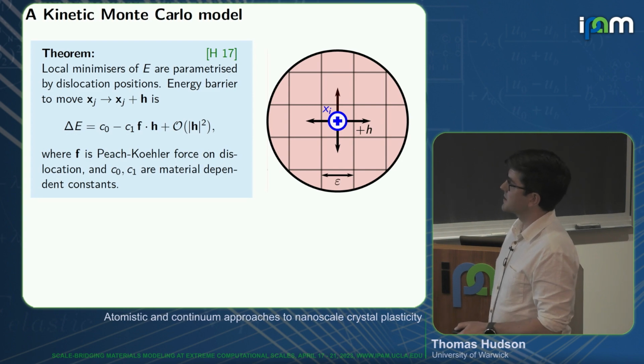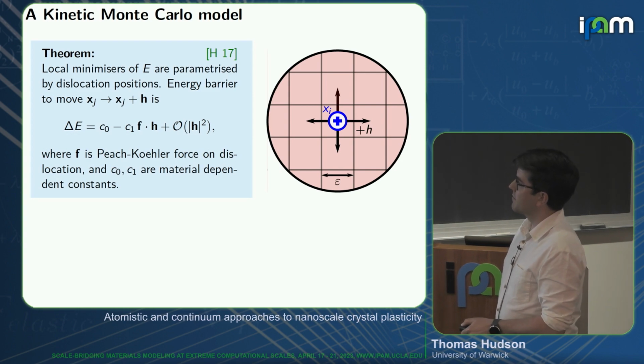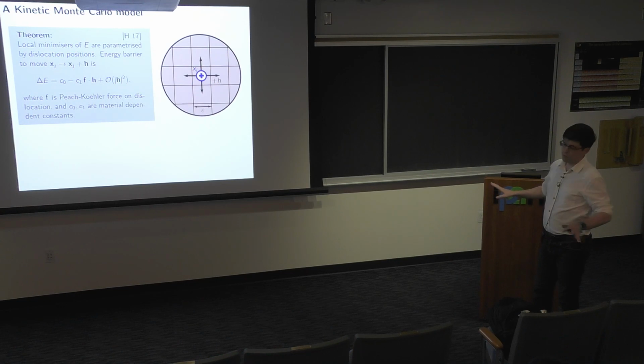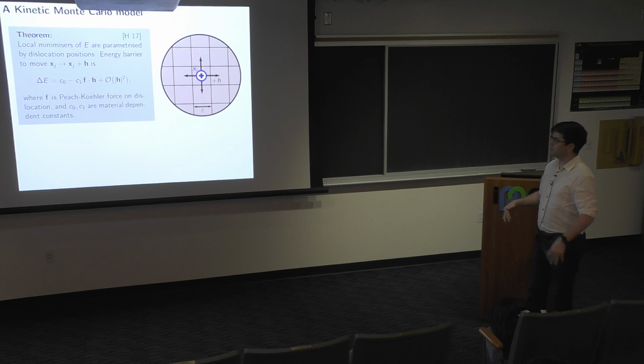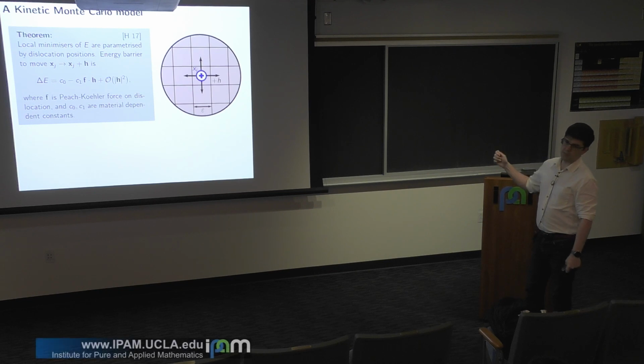So what you really see is that if there's no Peach-Koehler force, so if there's no stress acting, then there is basically just a barrier which does not depend on the stress because I'm in a local well, and it is kind of isotropic in the sense that whichever direction I move in this lattice, I pay the same energy cost to escape.